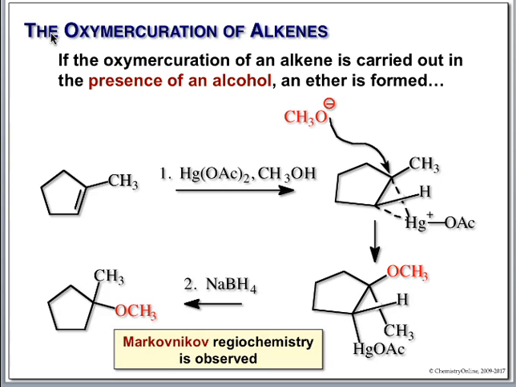Now to get rid of the mercury, you have to dump in the borohydride, but you wind up with the ether. Once again, Markovnikov regiochemistry, a really nice clean reaction with no rearrangement. Any questions? Classic 234 chemistry.